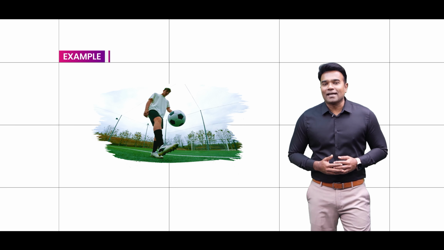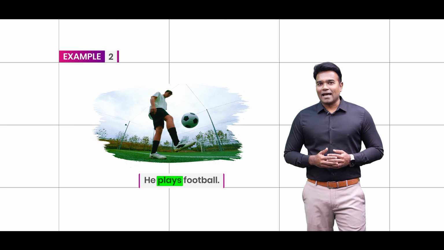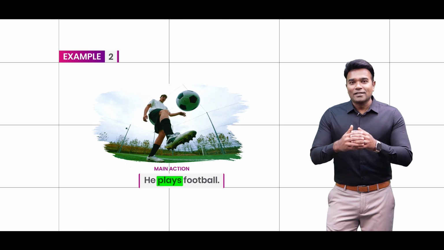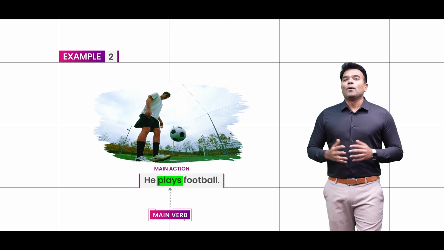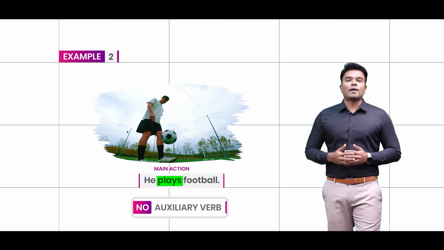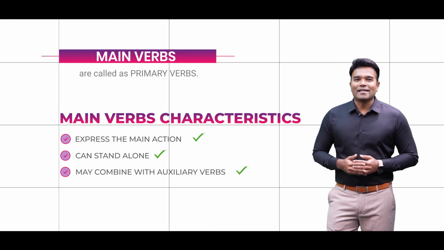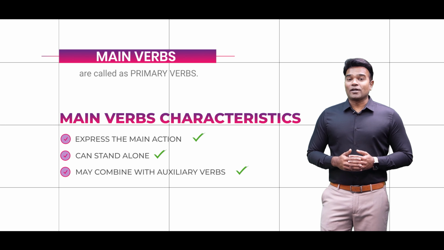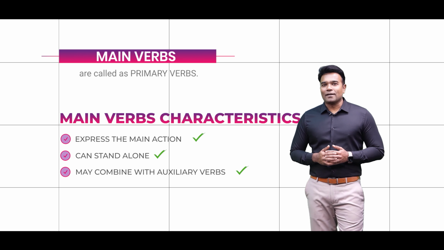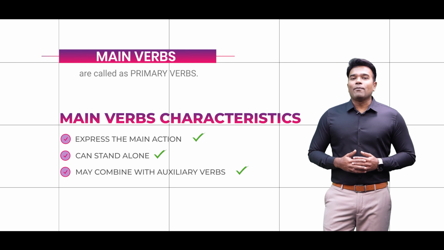Have a look at this second example. He plays football. Obviously, plays happens to be the main action in this sentence and hence is categorized as the main verb. Also, what I want you to notice is that in this sentence we do not have an auxiliary verb, and that is what I mean by saying that the main verbs can stand alone. They always would not require the support of the auxiliary verbs. But then sometimes the main verbs may combine with the auxiliary verbs to create meaningful sentences.